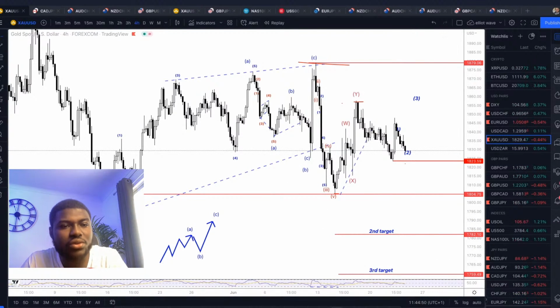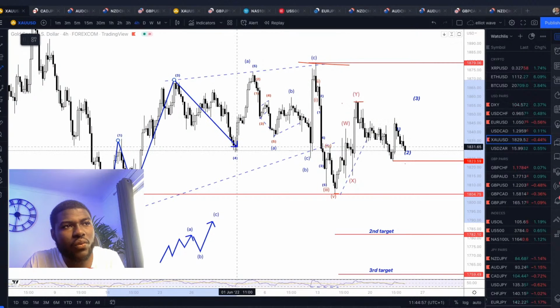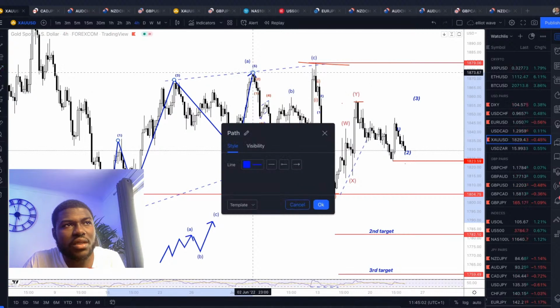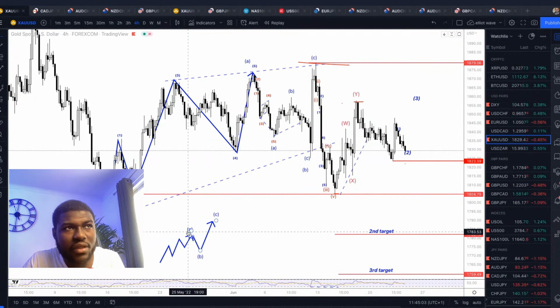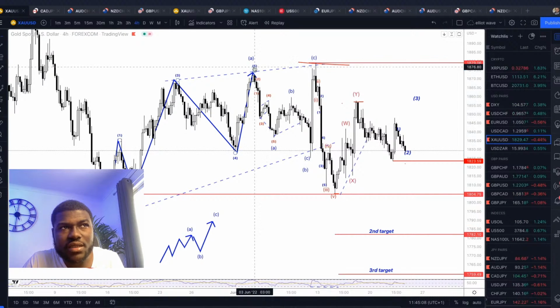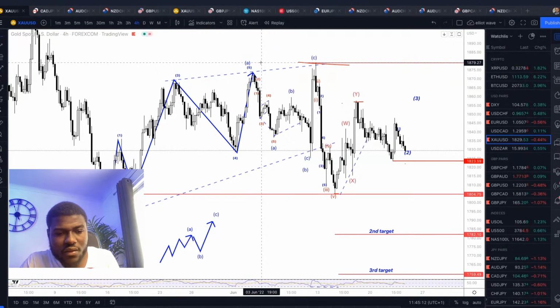How did it play out? On the main chart, I can say the whole of this is the wave one, wave two, wave three, wave four, wave five that made up the wave A that happened here. That's why I put the wave A on top of this wave five. Is that clear, guys? Yeah, I think I'm clear enough.